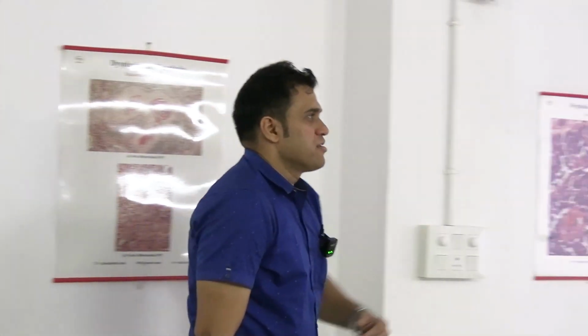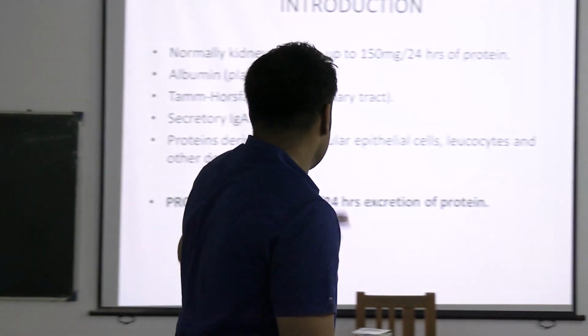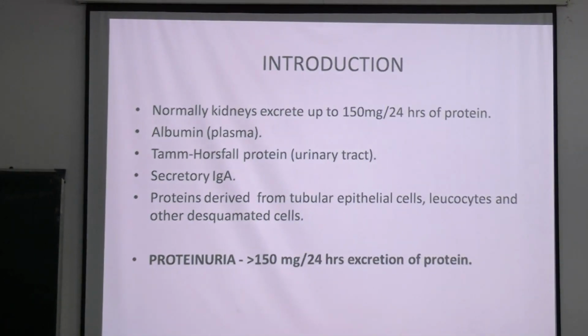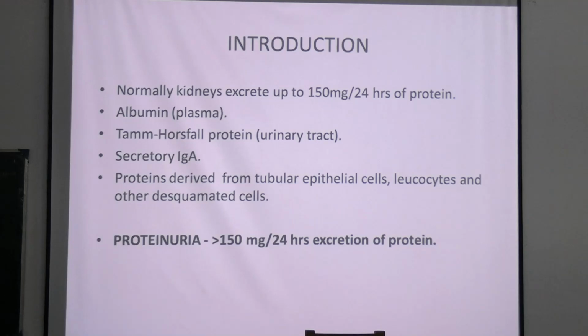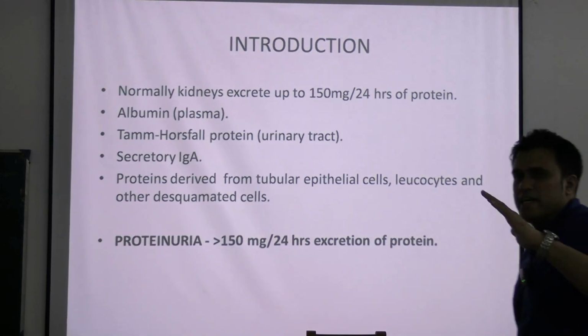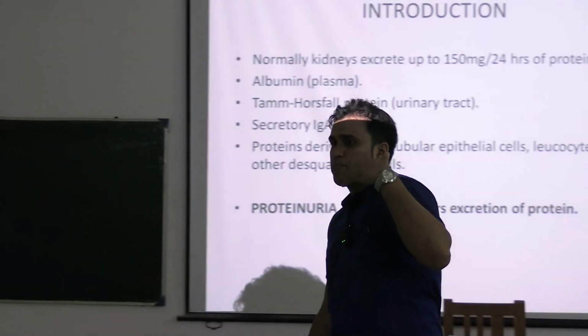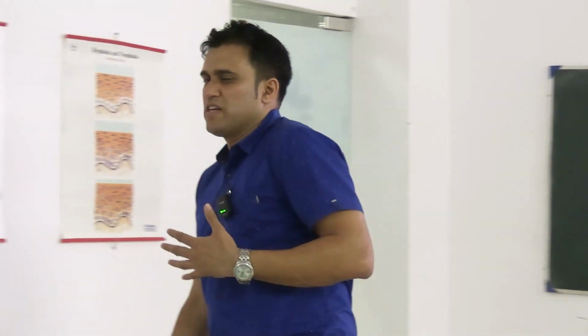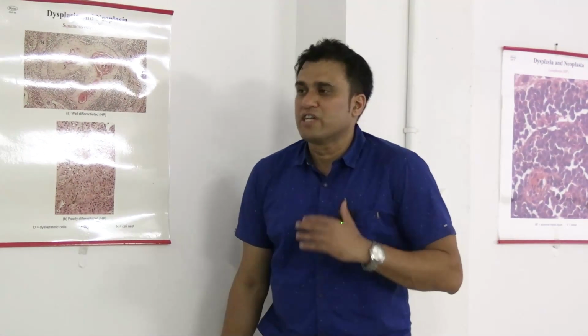Right. Then you get secretory IgA, and then proteins derived from tubular epithelial cells, leukocytes, and other desquamated cells. So normally the kidneys excrete less than 150 milligram of protein per 24 hours, which is generally not detectable by normal routine tests.